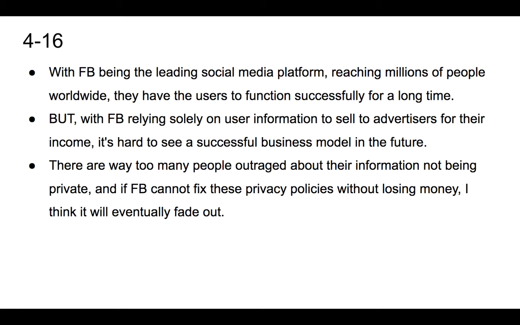There are way too many people outraged about their information not being private, and if they can't fix these privacy policies without losing money, I think it will eventually fade out. And I don't see how, if they do fix these privacy policies, advertising companies aren't going to want to pay as much. And I just don't see Facebook being able to generate the amount of revenue that they have. Maybe they can keep themselves afloat, but they won't be the monopoly that they are in social media right now.